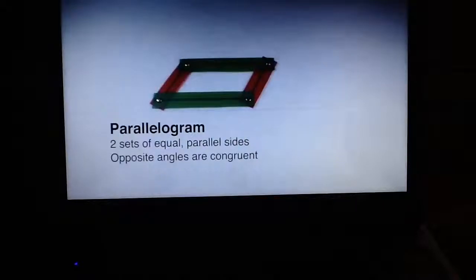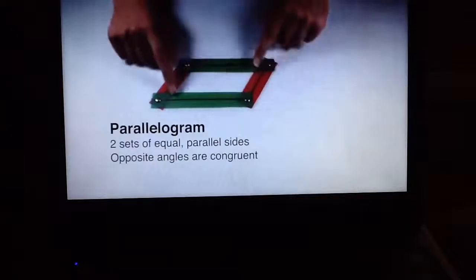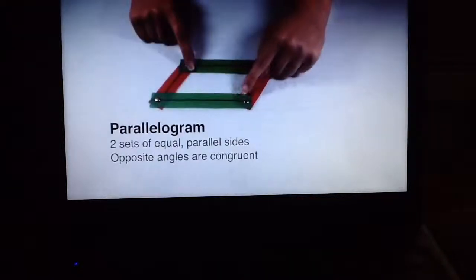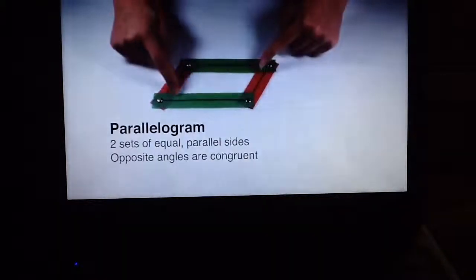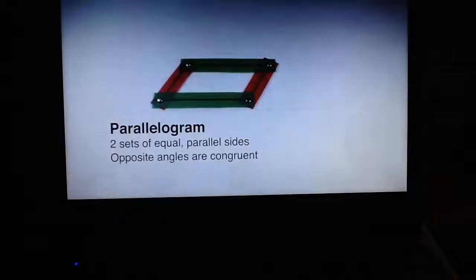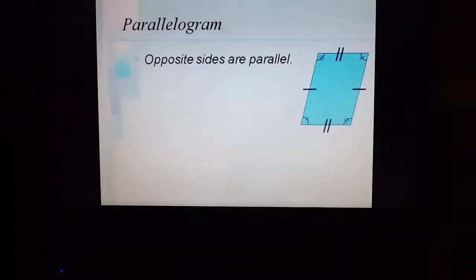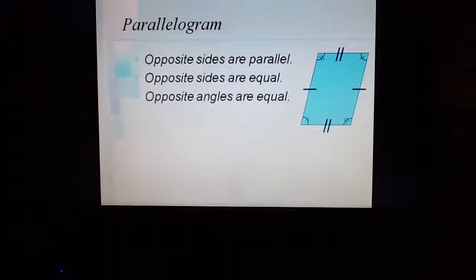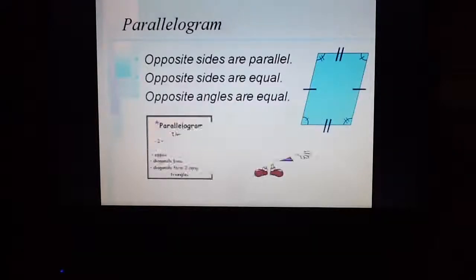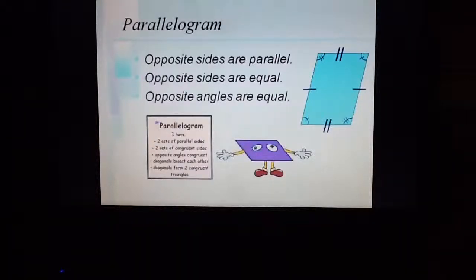From there, we can look at the angles on a parallelogram. On a parallelogram, opposite angles are going to be congruent, meaning these two angles are going to have the same measure, and these two angles are going to have the same measure. So a parallelogram has opposite sides that are parallel, the opposite sides are equal, and opposite angles are equal. These are the things that make it a parallelogram.